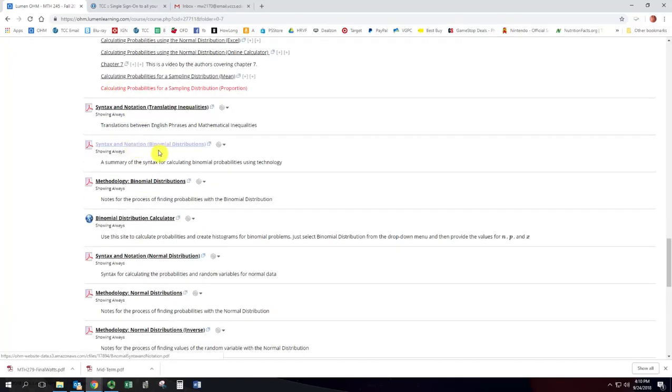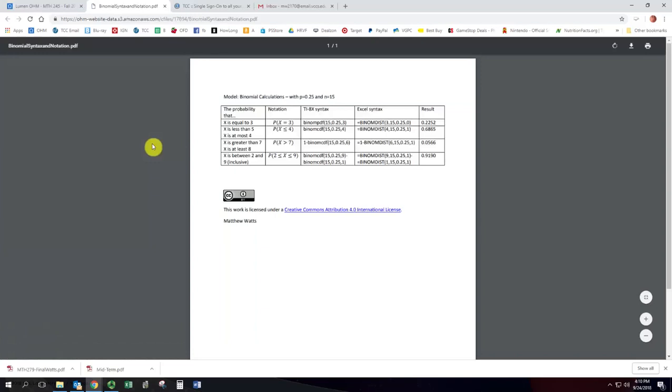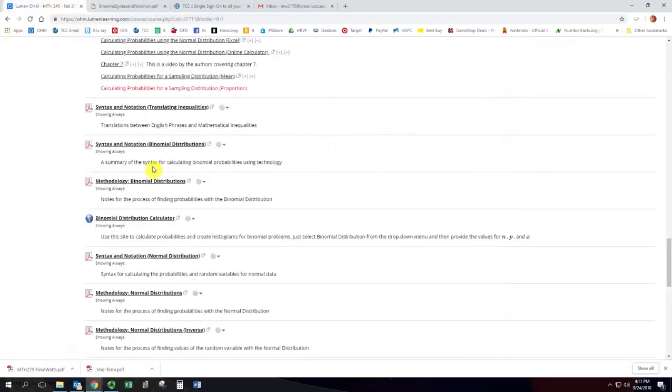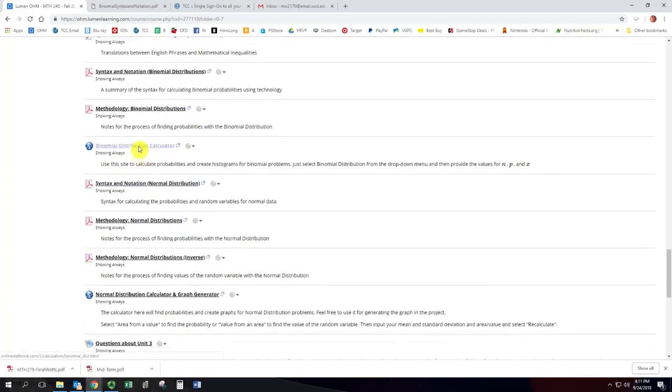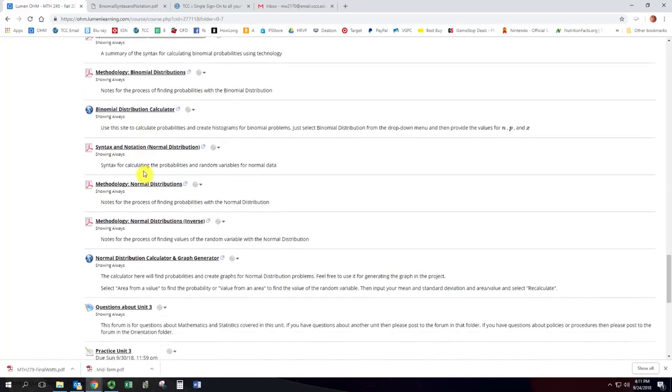The binomial distribution has some complicated syntax, so check that out. All right, it tells you that if you were asking a certain probability, this is what you would type into Excel. The methodology for the binomial distribution, so that's a step-by-step process on how to use it. There's that online calculator, and then some of the same stuff for the normal distribution. So the syntax for putting it in Excel, the overall process.